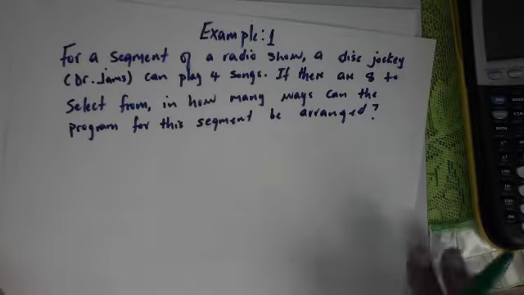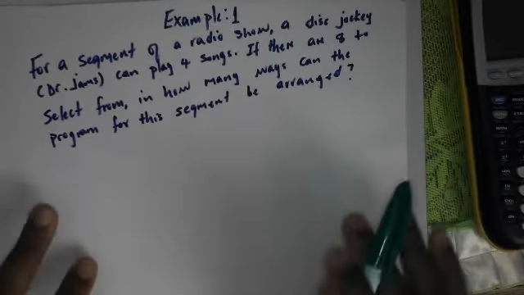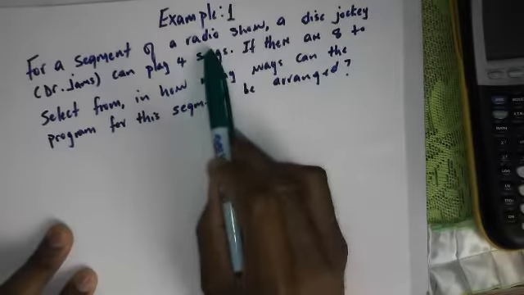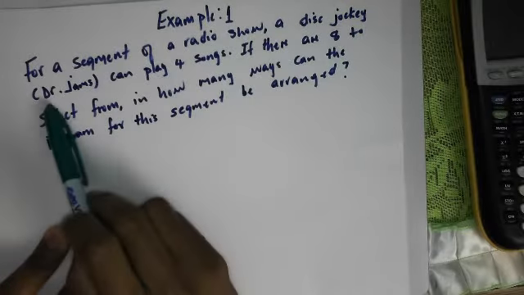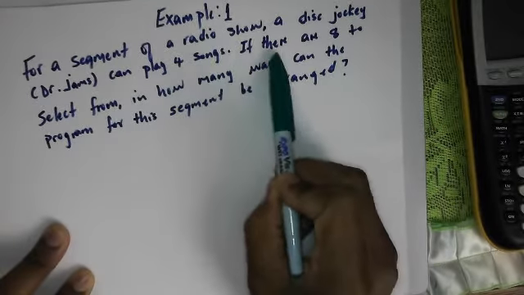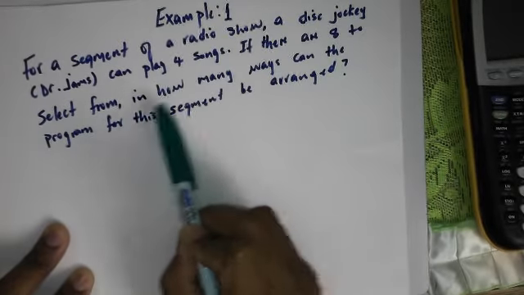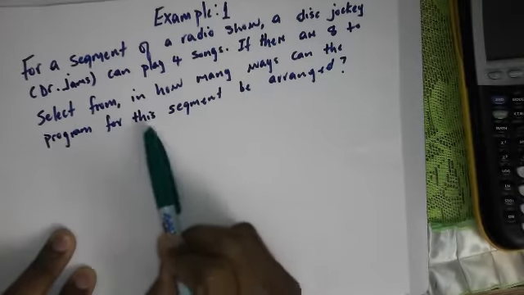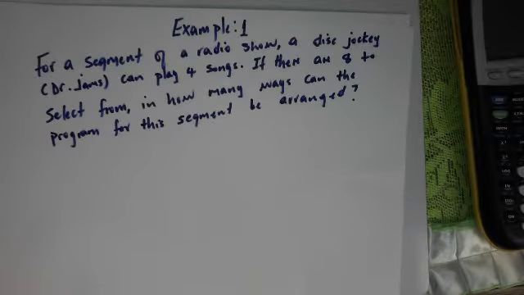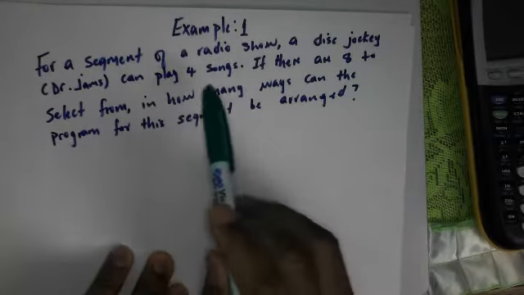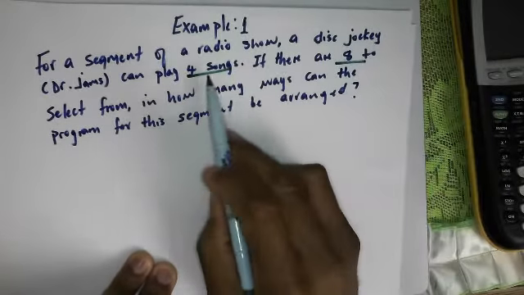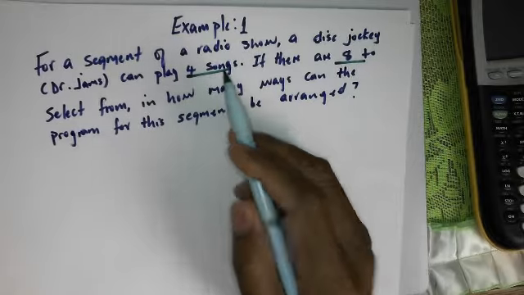Example 1 says: for a segment of a radio show, a disc jockey, Dr. Jams, that's his name, can play 4 songs. If there are 8 to select from, in how many ways can the program for this segment be arranged? The disc jockey is playing songs, so these 4 songs will be taken from a playlist of 8. Once you're taking from a playlist, you know that's a permutation.